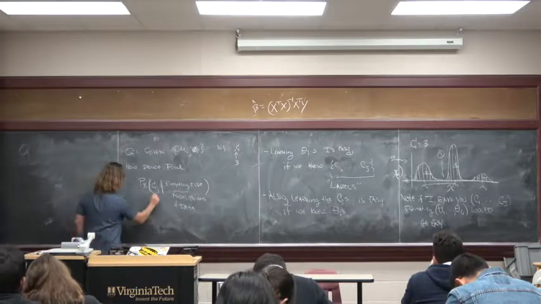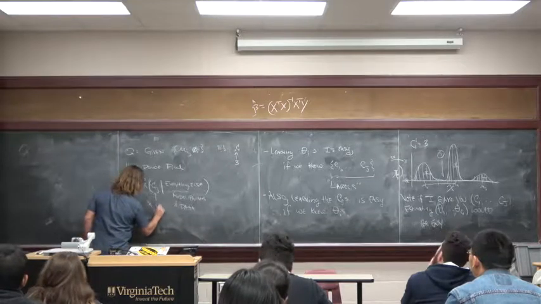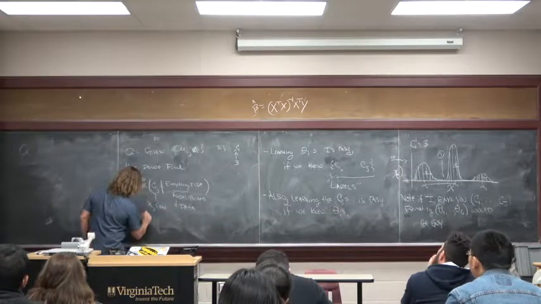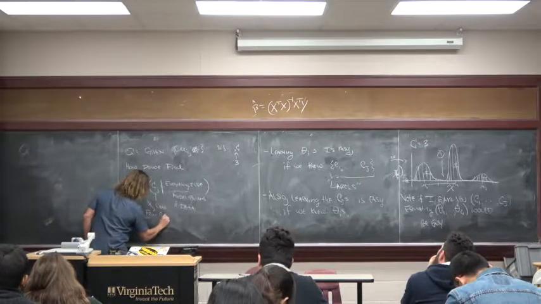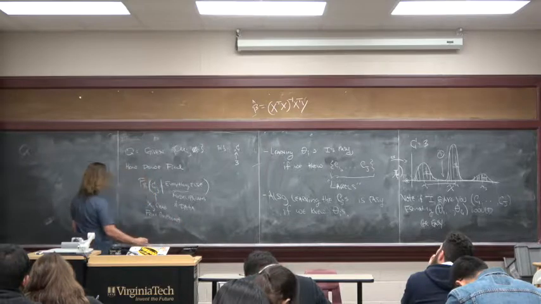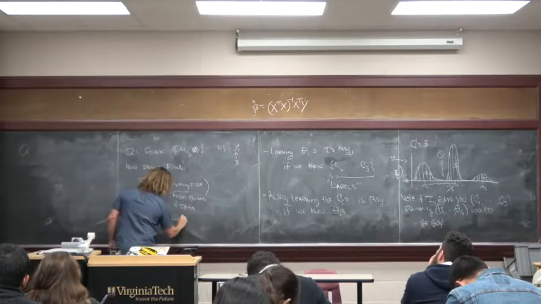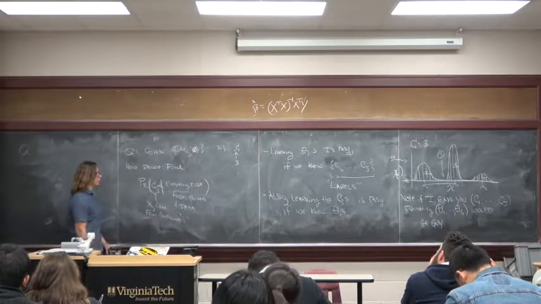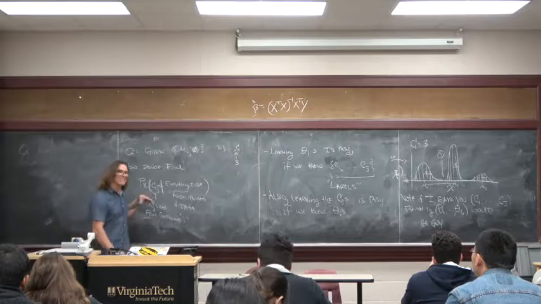So this right here is saying xj came from component i. That's what that says. So xj came from component i. That's the label.